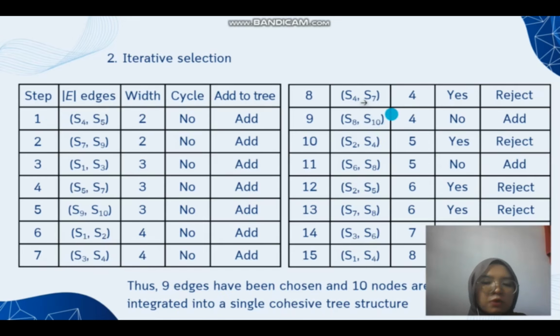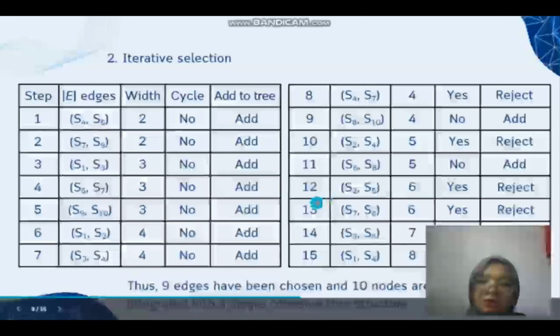When we check the route between S4 and S7, we notice that it creates a loop between S4, S5, and S7. Therefore, we reject it. And then we also add the route from S8 to S10, and also the route between S6 and S8, because they create no cycle. And then we reject the others since they create a loop or cycle.